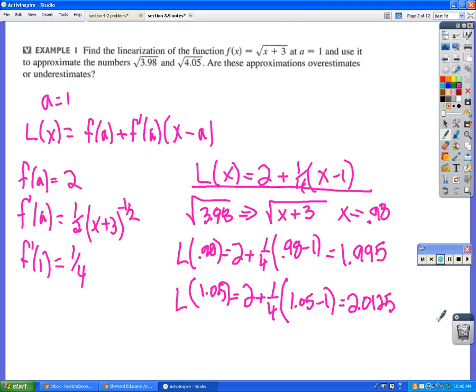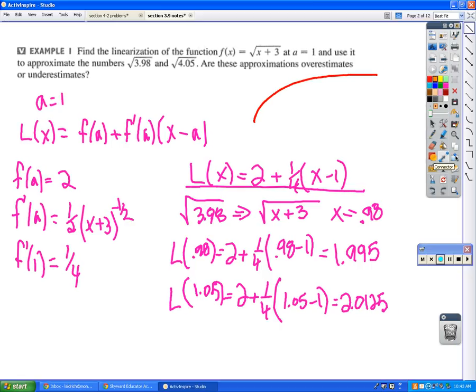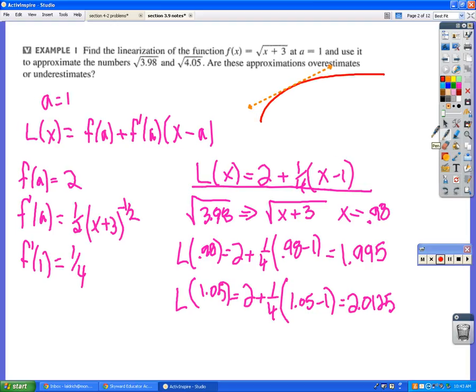Okay, another part of this is to understand whether these approximations are overestimates or underestimates. To do that, you need to think about what the graph of the square root of x plus 3 looks like. It's shifted to the left 3, but it looks like this. If I take the tangent line at a equals 1, it's going to look something like this. When I choose 0.98, that's this one right here. So is the answer I got an overestimate or an underestimate? Over, because my tangent line is above the graph.